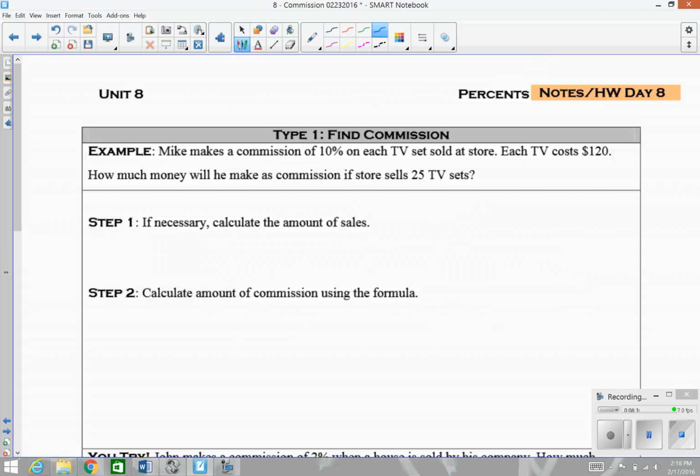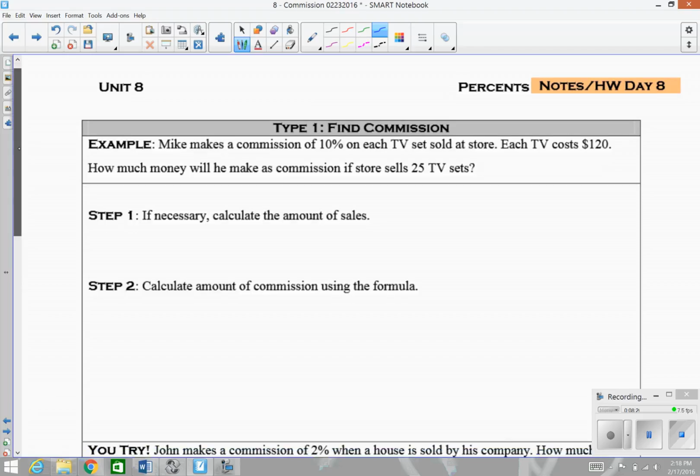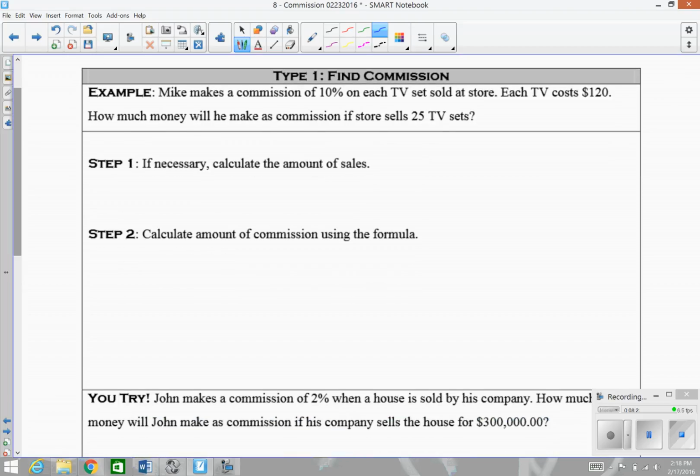So what I have for you is 4 examples of commission, and for each one I'm going to do an example, then you'll pause the video, try one yourself, and come back to me, and we'll continue that way until you have all examples. So example 1 says, Mike makes a commission of 10% on each TV set sold at the store. Each TV costs $120. How much money will he make as commission if the store sells 25 TV sets?